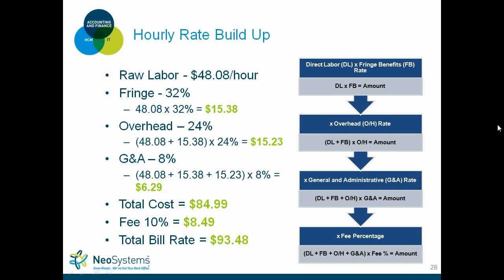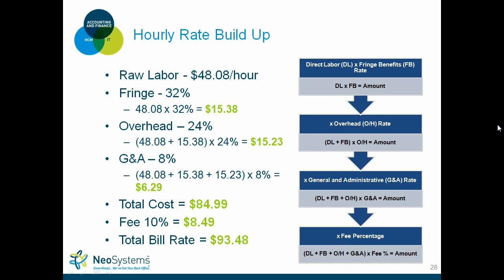Okay, so this salary of $48.08 is based on a salary of a $100,000 employee working 2080 hours a year. And let's assume that the fringe is 32%. So you're going to take the $48.08 times the 32%, and it gives you $15.